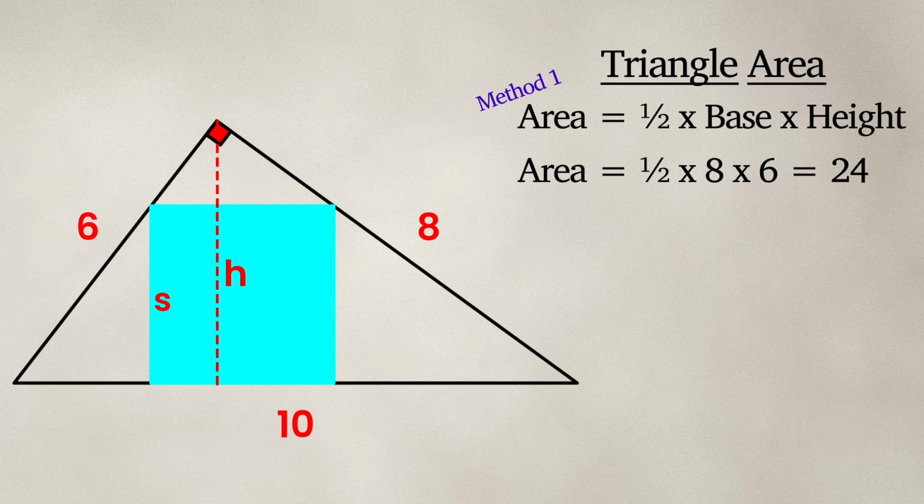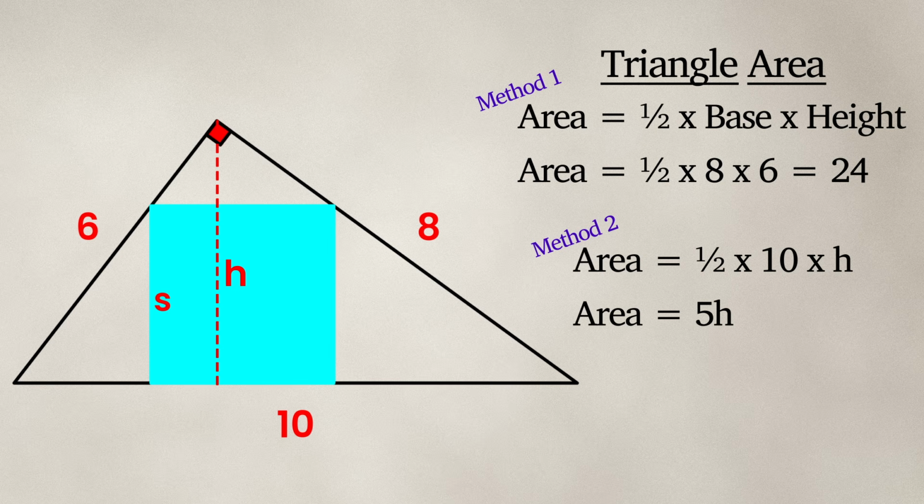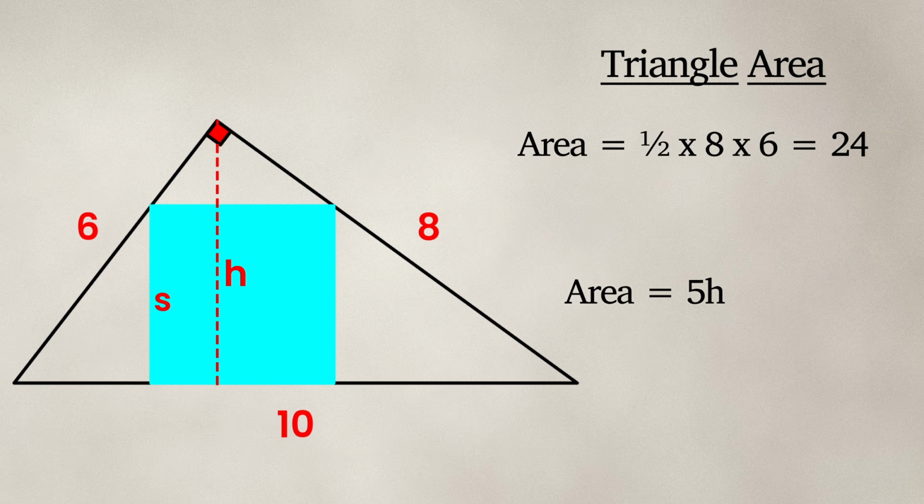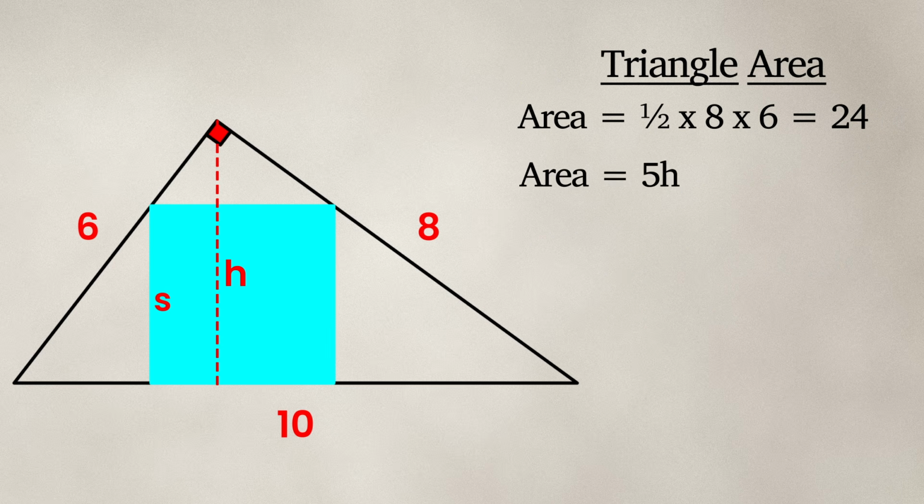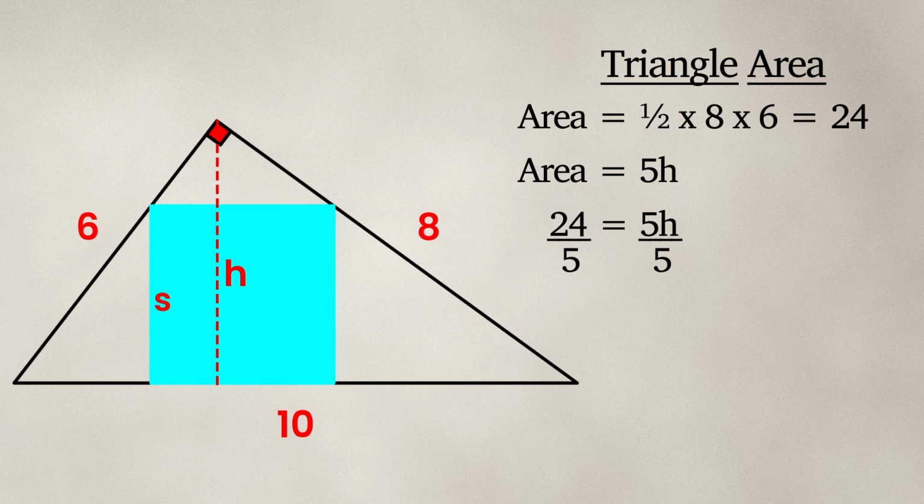Now for method 2, we will use the hypotenuse as the base. So our base is 10, and the height to that base is h. So the area equals half times 10 times h, and half of 10 is 5. So this simplifies to the area equals 5h. Here's the beautiful part. It's the same triangle, so the areas must be equal. 24 equals 5h. So to find h, we just need to divide both sides by 5, which gives us 4.8. So the height from the right angle to the hypotenuse is 4.8.